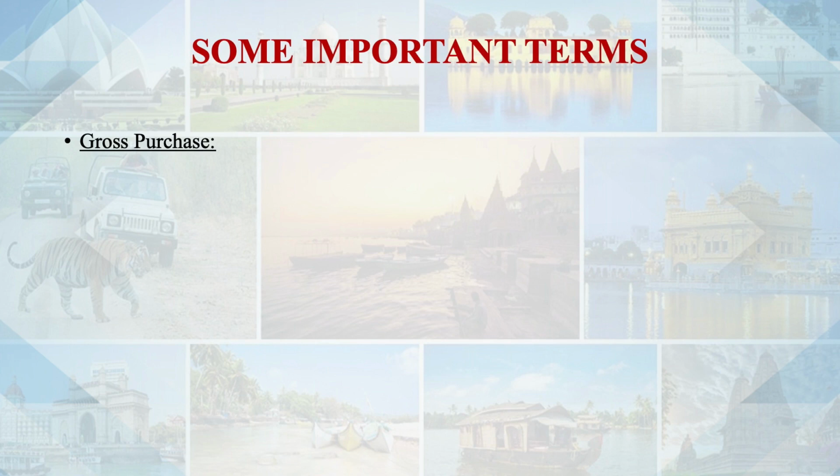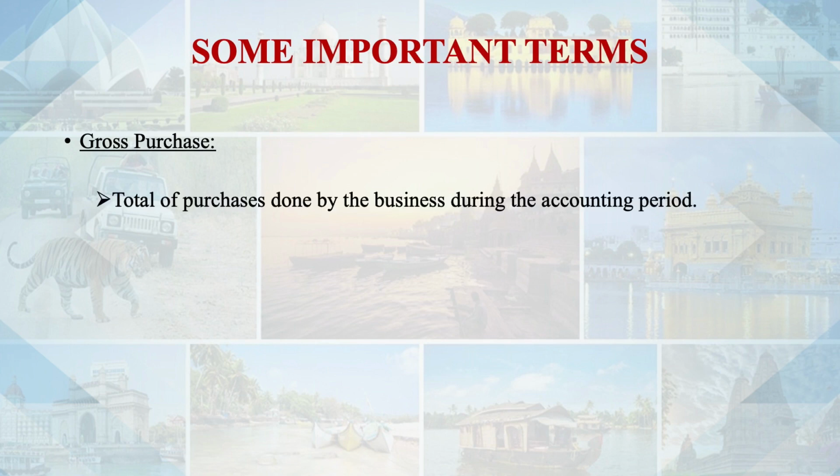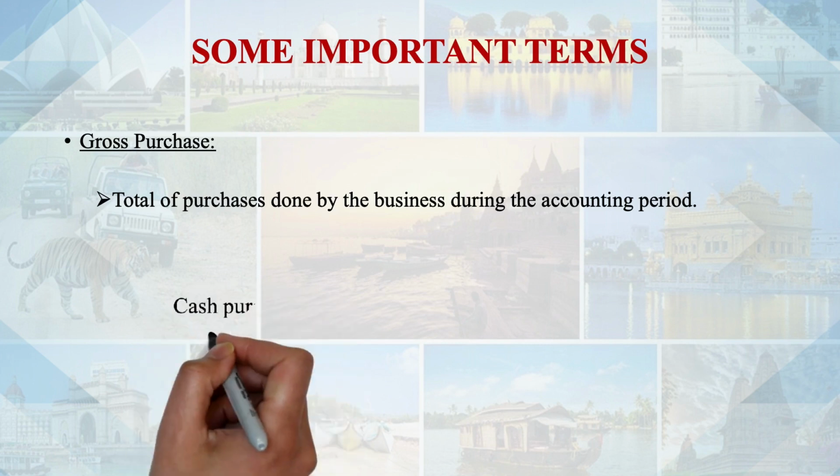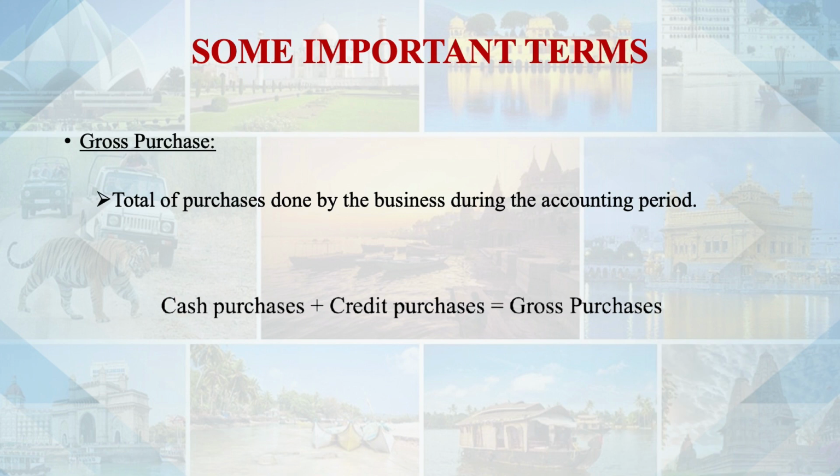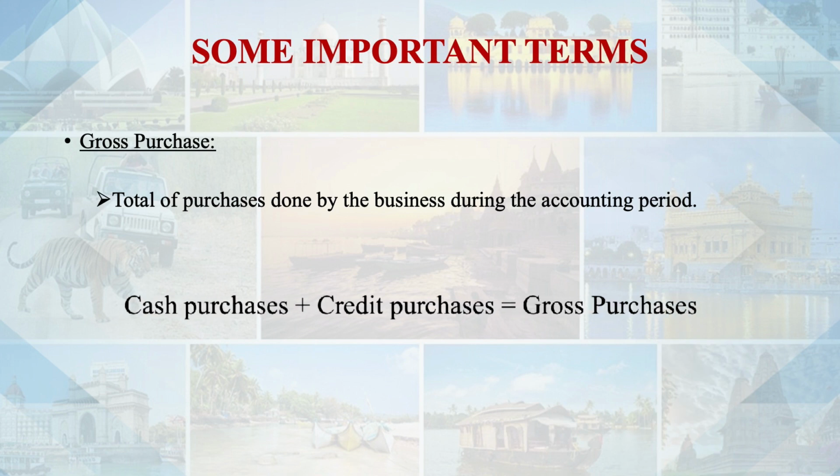Now the same thing is applicable when we write the gross purchases. It is the total purchases done by the business, and again it is a total of your cash purchases plus your credit purchases. So the total of your cash and credit purchases will become your gross purchases.